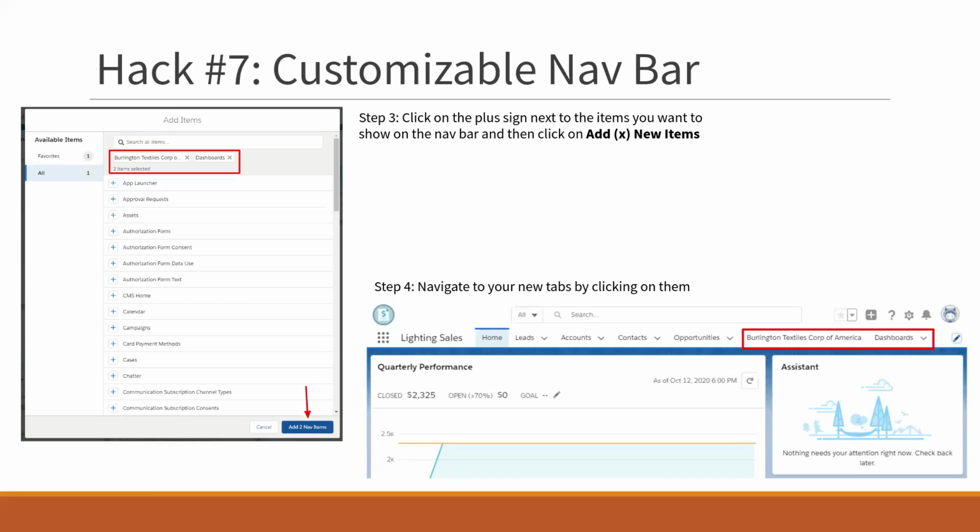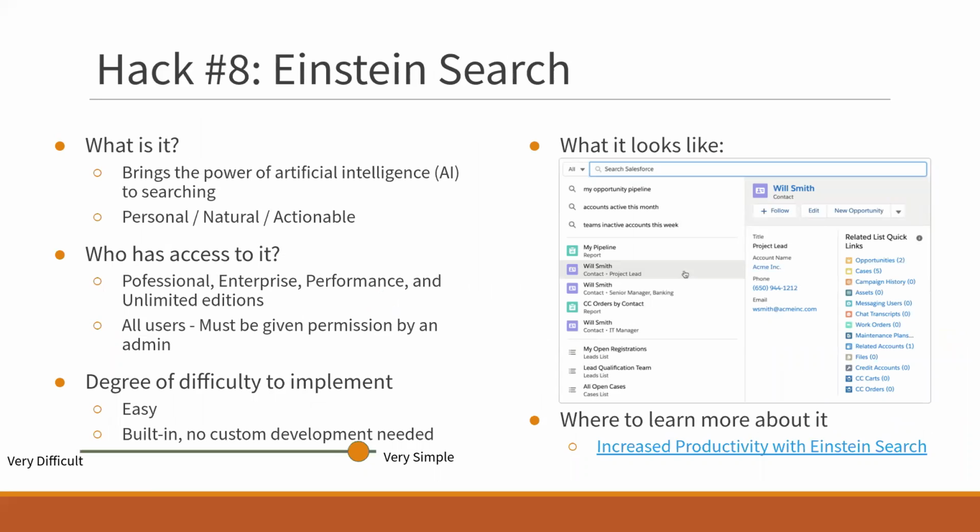All right, and then the final hack I'm going to talk about is going to be Einstein Search. So we're all used to searching in Salesforce. We just go up to the top of global search and start typing in what we need. We hit enter, and we have all the results kind of pop up on our right-hand side. Well, once Einstein Search has been enabled by your admin and you have been given access to it, so I do want to point out that Professional, Enterprise, Performance, and Unlimited editions have access to it, but you do need to be given access as an individual user by your admin.